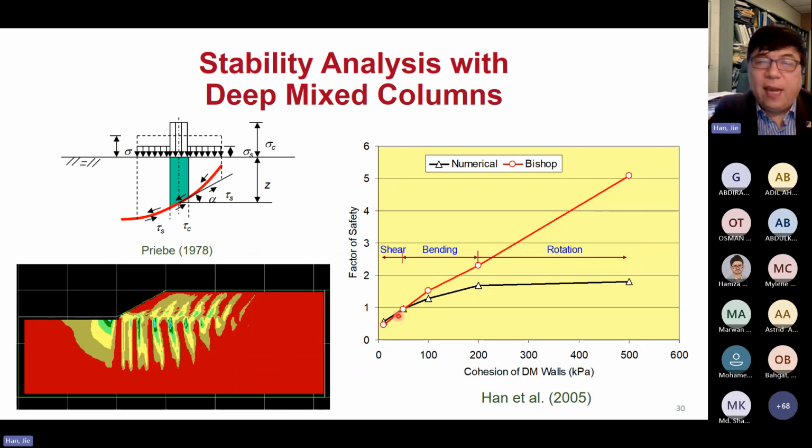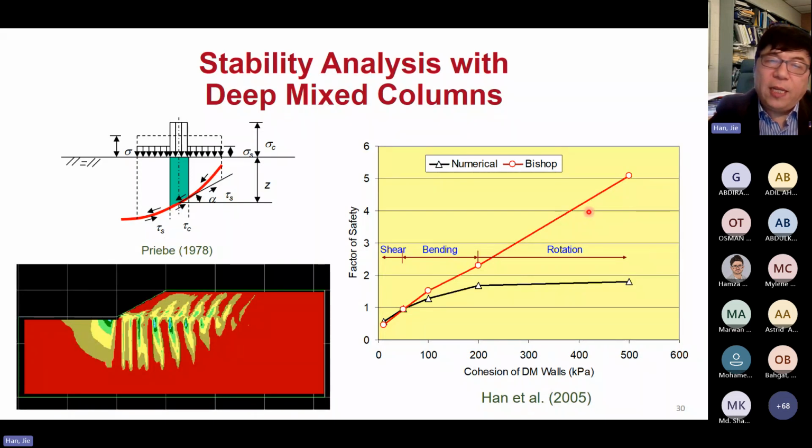I found that if the column strength is lower, they actually match pretty well, because this is the shear failure. But if the column strength starts to increase, the Bishop shear failure model overpredicts, especially during bending. If you keep increasing the strength, the numerical analysis shows almost no change, because the location doesn't matter how strong the column is, but for shear failure, the factor is way overestimated.